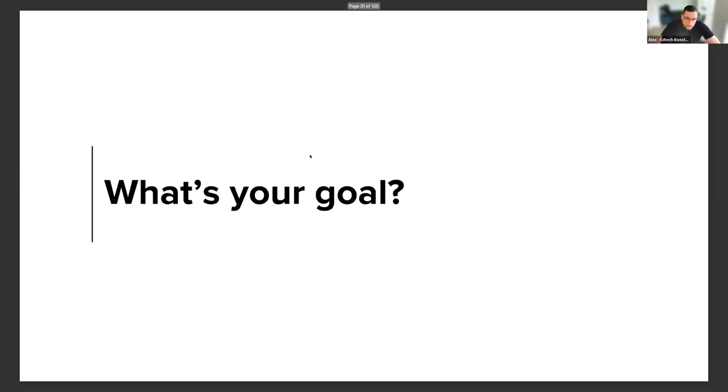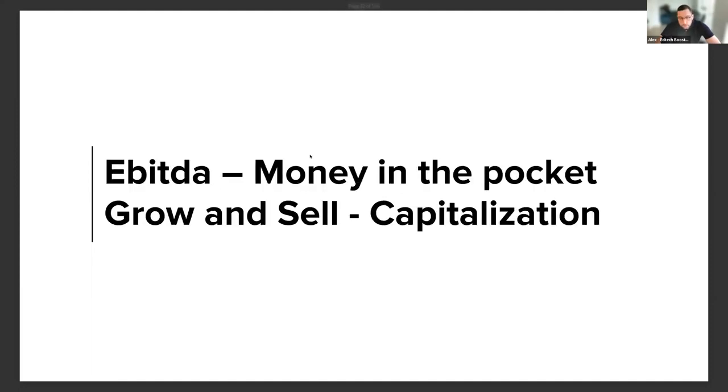So it all depends on your goal. I think the first question you should ask before even considering the US market is, what's your goal? Probably there are 2 answers. The first goal is on the financial side, of course: EBITDA. You want to make money every month and put money in your pocket at the end of the month, or you want to grow and sell your company at the end of a 5 or 7 year time period.